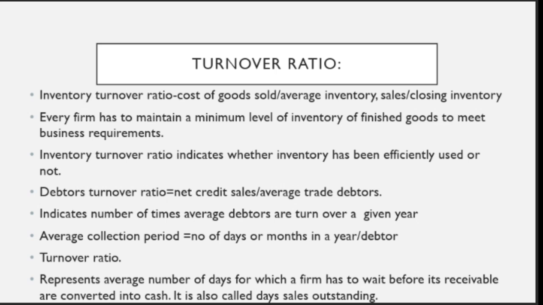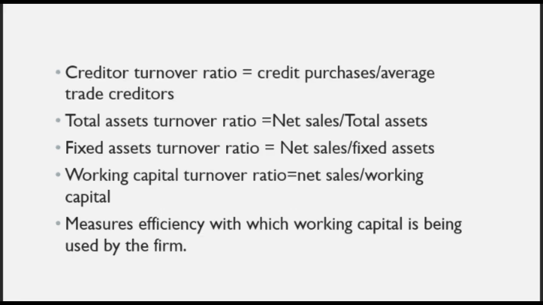Average collection period is equal to the number of days or months in a year divided by the debtor turnover ratio. It represents the average number of days for which a firm has to wait before its receivables are converted into cash. It is also called days sales outstanding. Creditor turnover ratio is equal to credit purchases divided by average trade creditors.